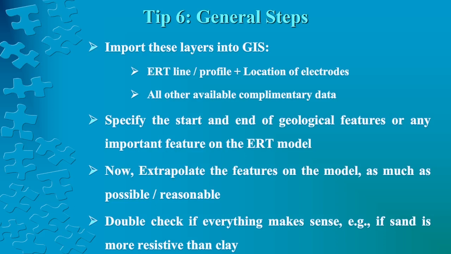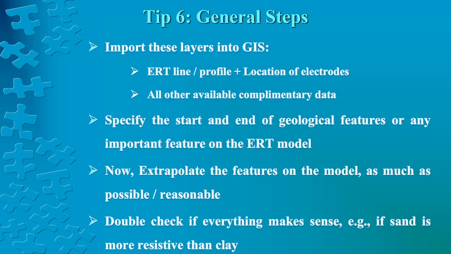Tip number 6, general steps. What I would do for interpretation is import the ERT line or profile plus the location of electrodes into GIS, along with all of the other complementary information. And I would specify the start and end of the geological features and the location of the fault zones on top of the section. I'll discuss it in the next slide, visually better.